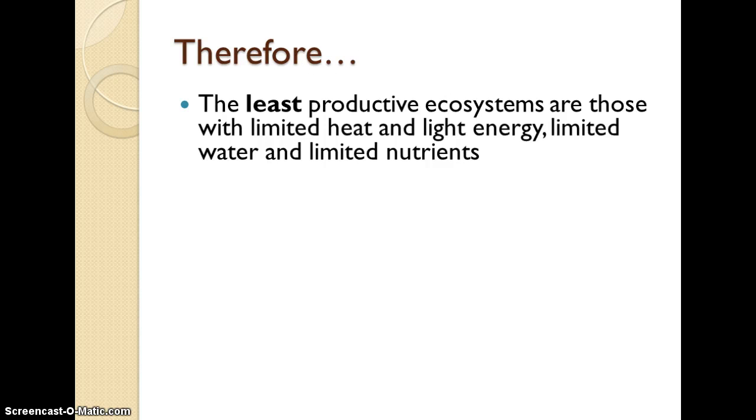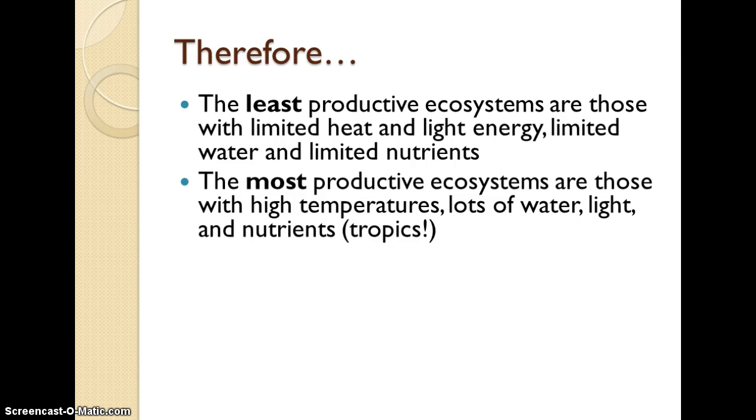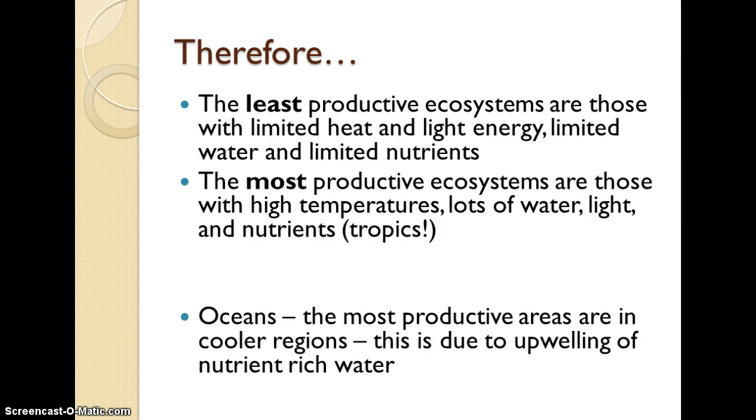So based on those factors, the least productive ecosystems are going to be those that have limited heat, limited light, limited water, and limited nutrients. Whereas the most productive ecosystems have higher temperatures, lots of water, lots of light, lots of nutrients. So our tropical areas are our most productive ecosystems. In the oceans, it's actually the opposite in terms of temperature. You still need your nutrients, but in your colder regions, you have upwelling of nutrient-rich water, which is where the nutrient-rich water from the bottom rises to the top, and we tend to have more productive regions.